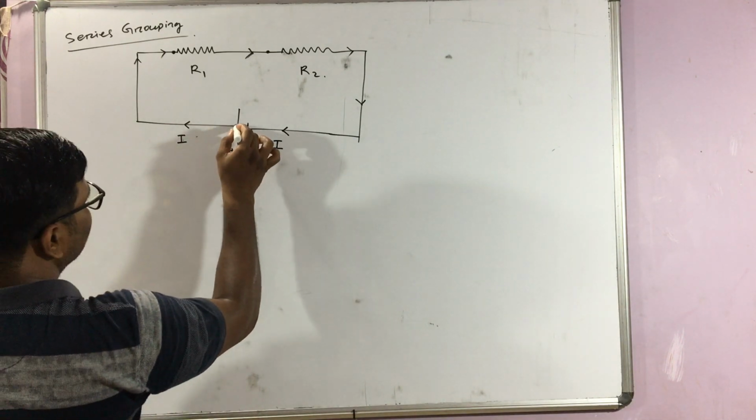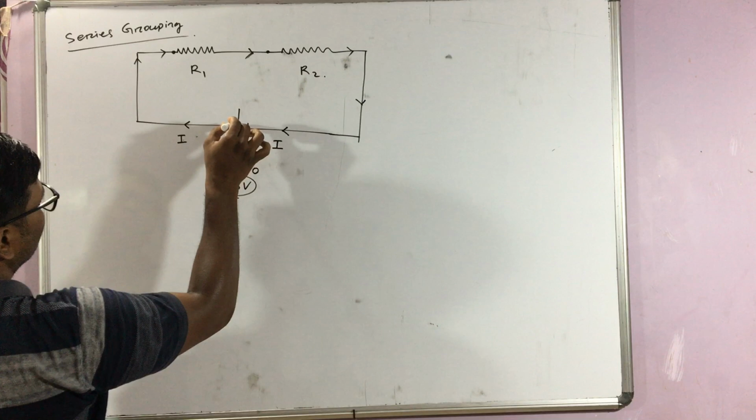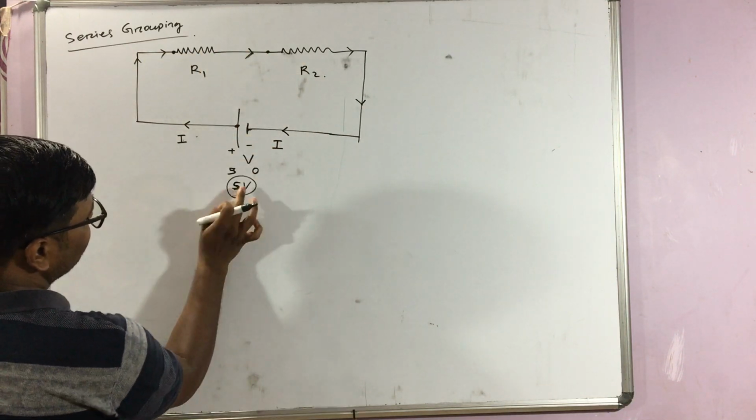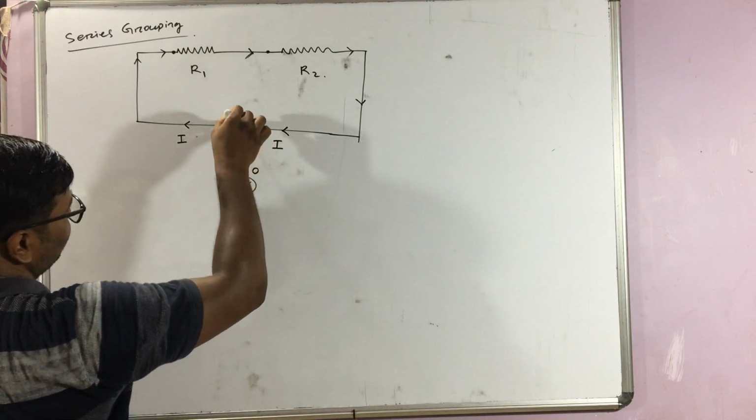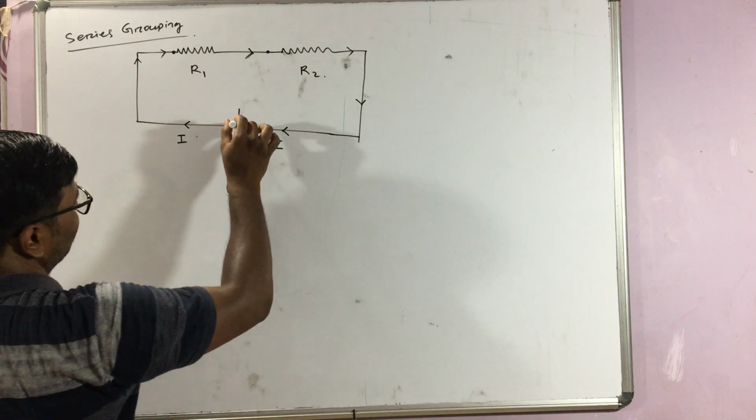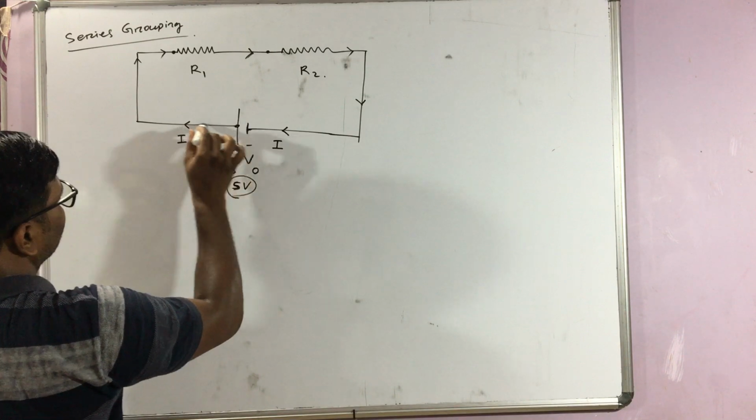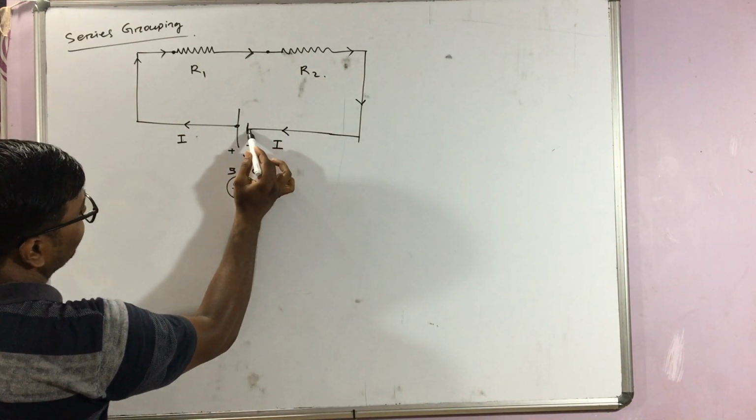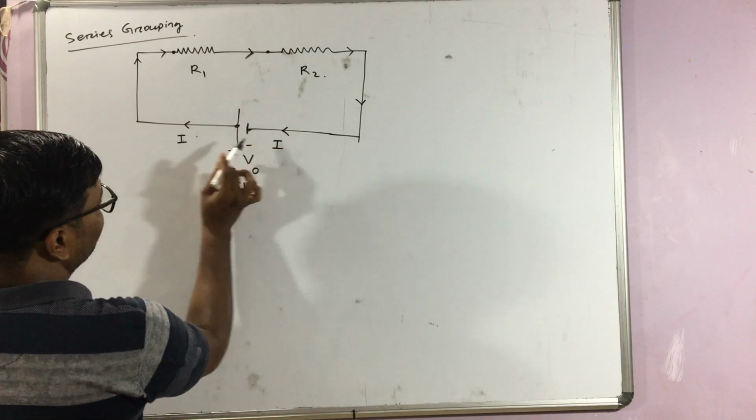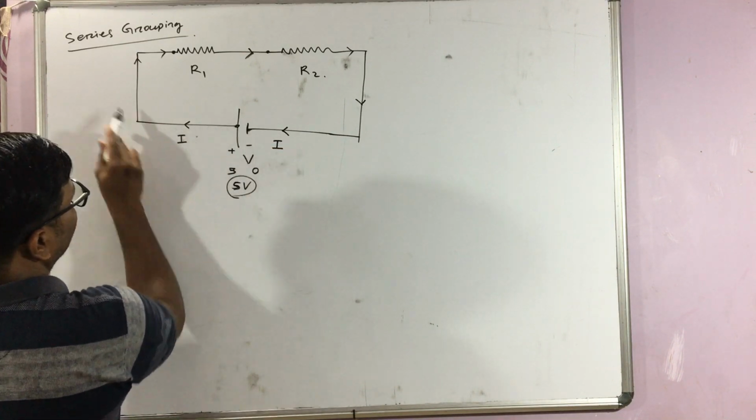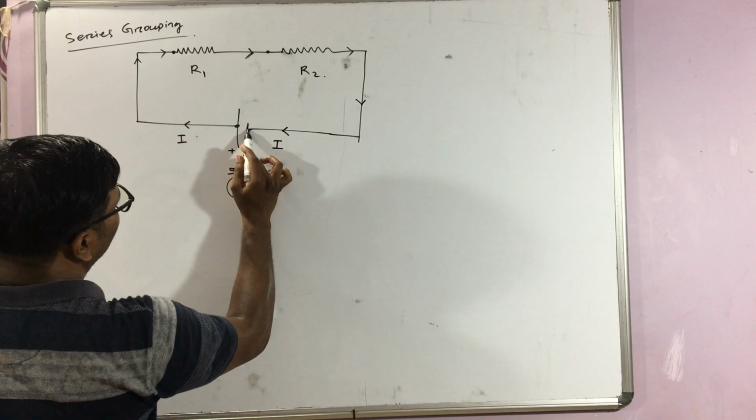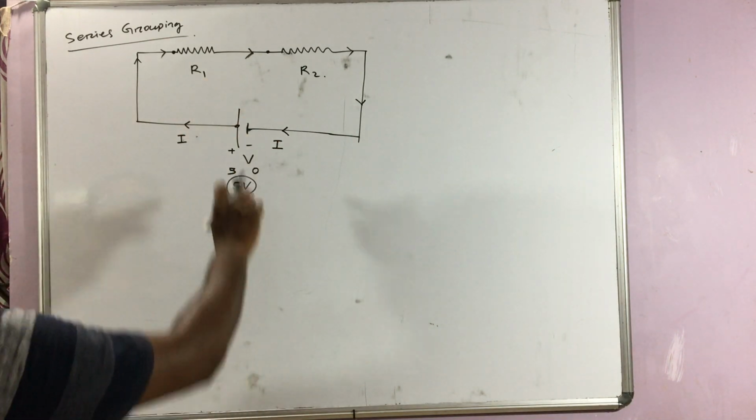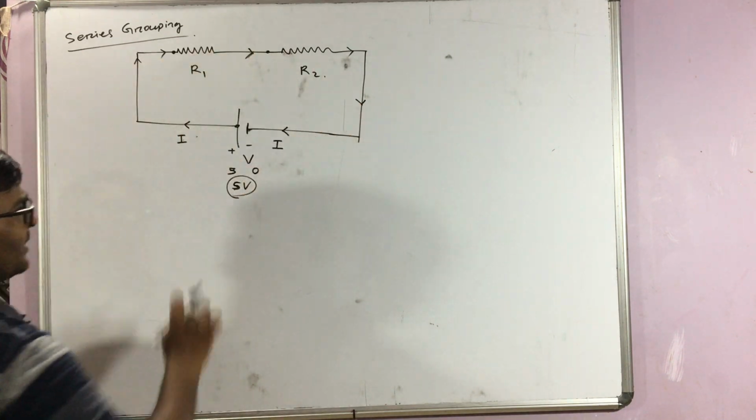If you move from this point along the circuit and come here, you started moving from this terminal, where the potential is 5. If you take a round trip and come to this point, the potential here is 0. You have started from 5 and come to a potential of 0. So the value of the potential decreases gradually as you move along the circuit.